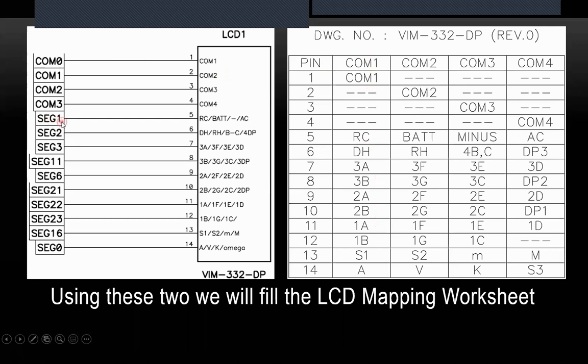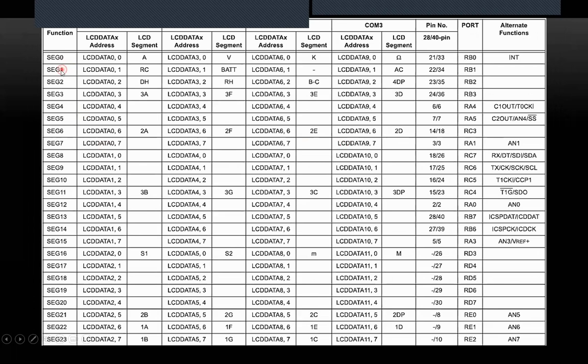In segment 1, we have RC symbol here. So what we will do is, in COM0 of the LCD mapping sheet of the PIC microcontroller, we will fill all these segments. Pin number 5 is actually connected to segment 1, as we see here. So we go here, in segment 1, we'll write the same symbol that is given in the LCD data sheet in the previous table.